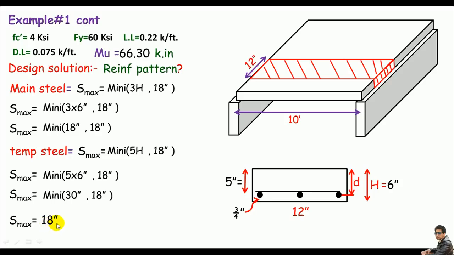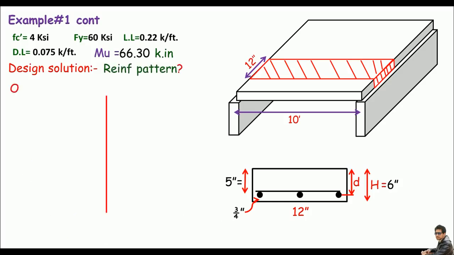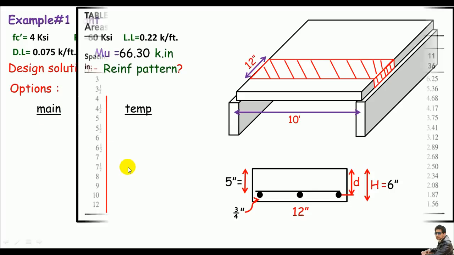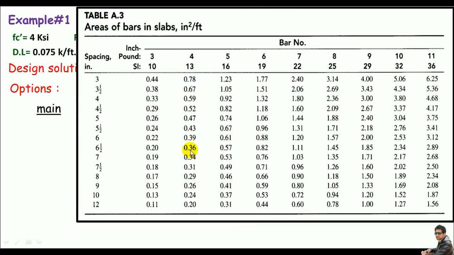But remember, this is the maximum spacing. It's not our required spacing. So what's our required spacing? Let me do this in a nice table, and let me pick a few options for main bars and distribution or temperature bars. To get some options, we have a nice table from the same book written by Nelson. This is Table A3, areas of bars in slabs. Now let me just pick a few options.